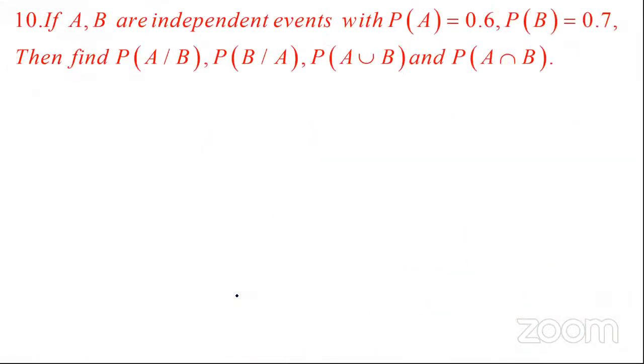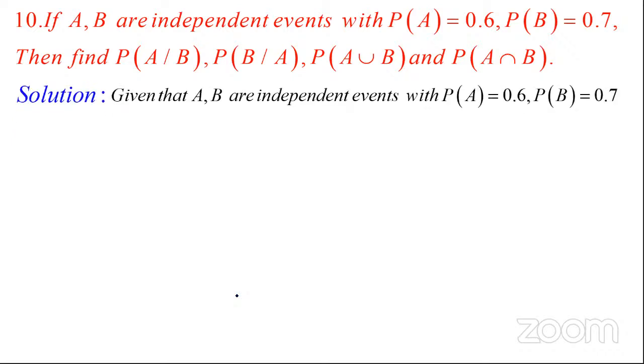So if A and B are independent events, with P of A given as 0.6 and P of B as 0.7, find P of A by B, P of B by A, P of A union B, and P of A intersection B, which we can find using the conditional probability theorem or multiplication theorem.